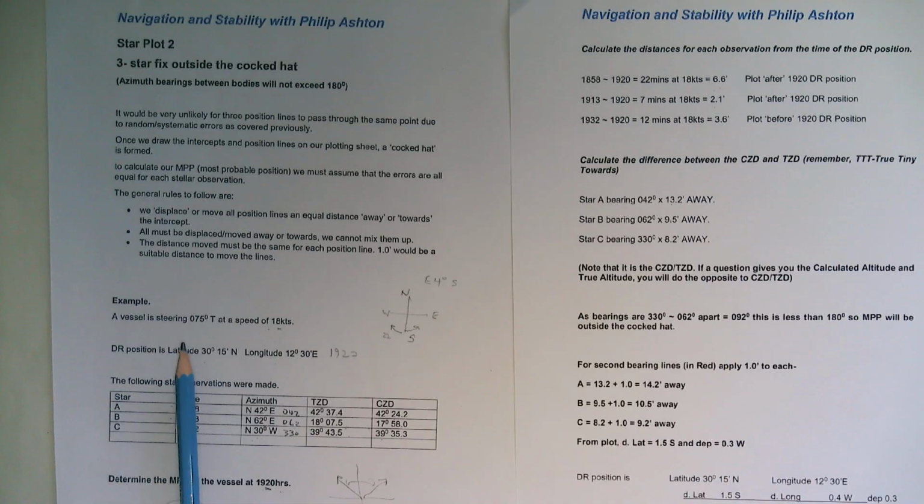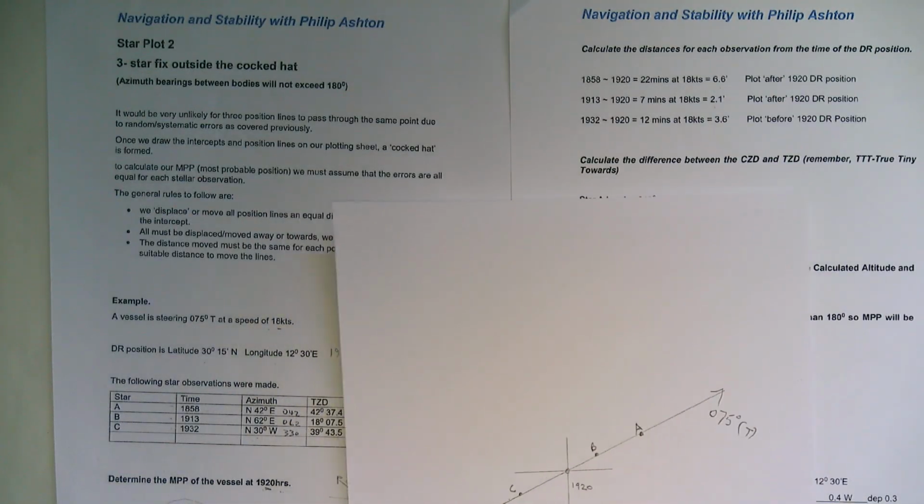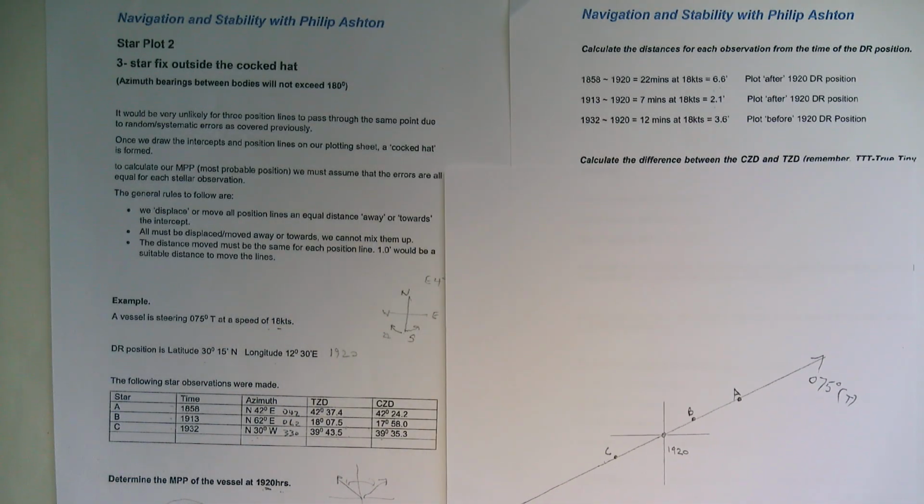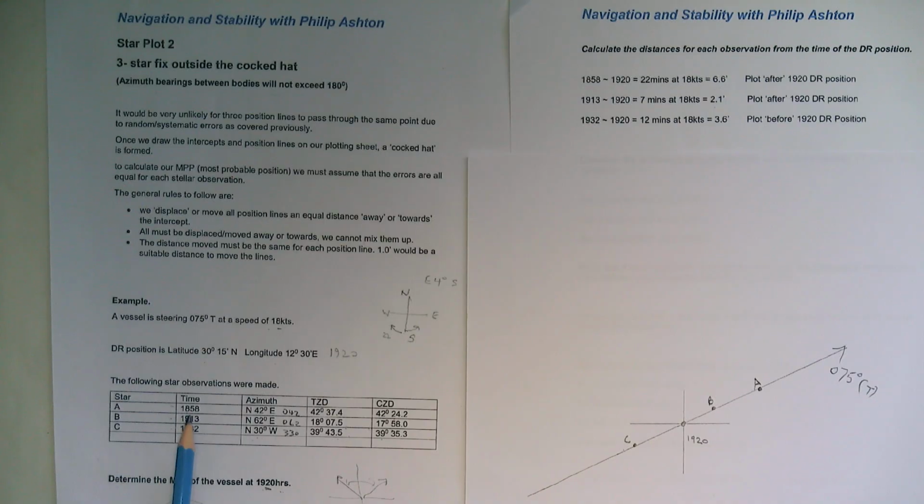So we'll be given, obviously, our course and speed, a DR position at a set time, 1920, and here we have 3 stars, and the times are all not on the exact time that we need. So if we take a sight before the DR, on the course line, it's plotted afterwards. So in other words, when we get the bearing and the intercept for A, we would plot it on that position on our plotting sheet.